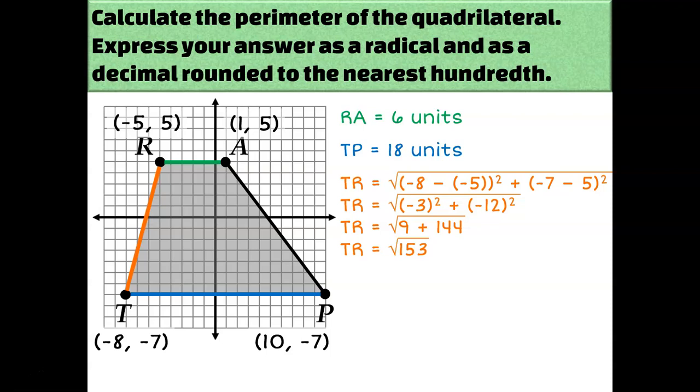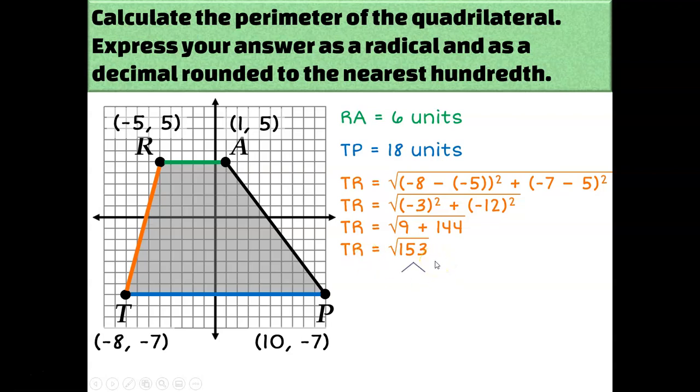So we need to make a factor tree to simplify this radical, because the instructions tell us that we are supposed to express our answer in 2 ways, one as a simplified radical and one as a decimal rounded to the nearest hundredth. So I need both of those simplifications for the length of TR.